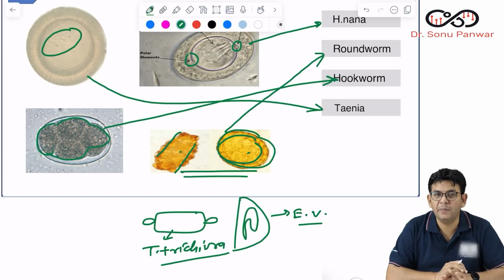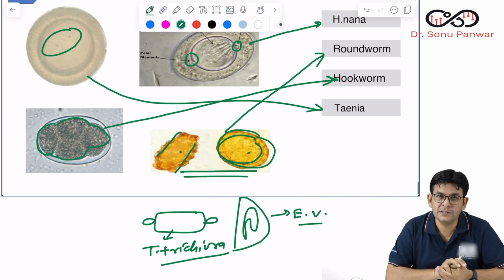Whereas in the case of viviparous, viviparous is tissue nematodes. Tissue nematodes are what? Wuchereria bancrofti, Onchocerca volvulus, Loa loa. These all are viviparous.